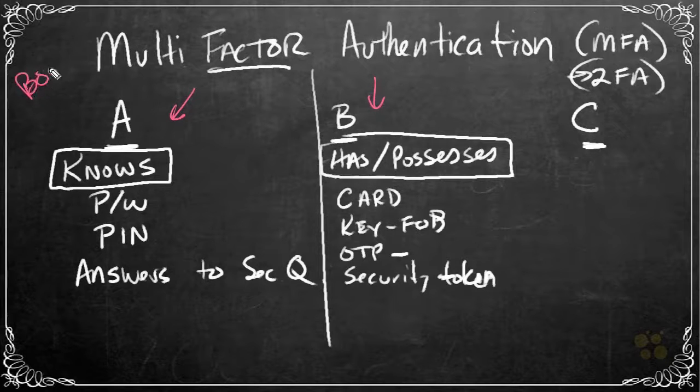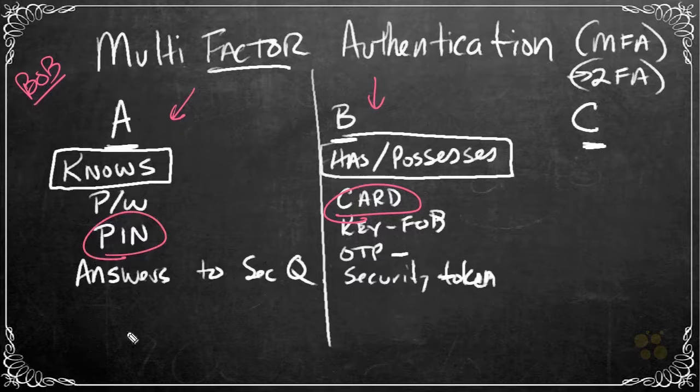So if we have a user like Bob, and let's say that Bob is going to authenticate with the bank. Well, the bank is probably going to have a bank card for Bob, something that he physically possesses, and he also is likely going to have a PIN, something that he knows. Because we're pulling from two different categories for authenticating Bob, that's an example of multi-factor authentication, or oftentimes called two-factor authentication, because it's pulling from two different categories or factors.